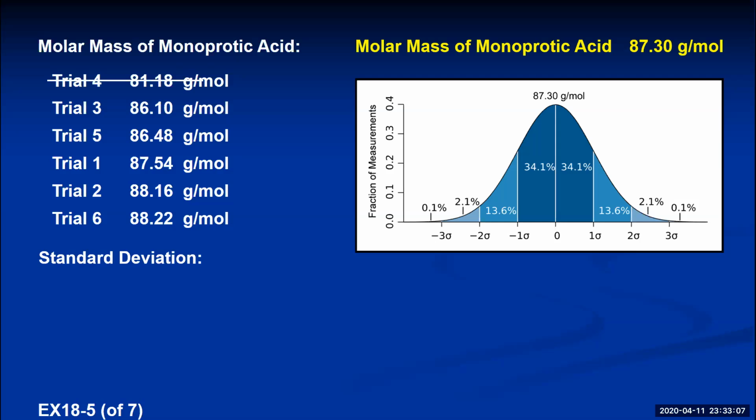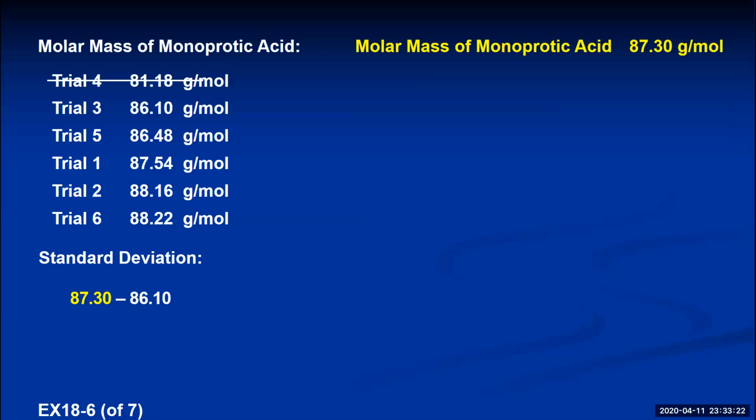Now, how do you calculate a standard deviation? What you have to do is you need to know the average molar mass value, which is 87.30, and then you calculate a deviation for each of the trials in the experiment. So for the first trial, for example, the 86.10 grams per mole, which is from trial 3, if we subtract 86.10 from 87.30, I'm going to get my deviation. That's how far off that particular trial is from the average. If I square that, I'm going to get a squared term for the deviation. This is the deviation squared.